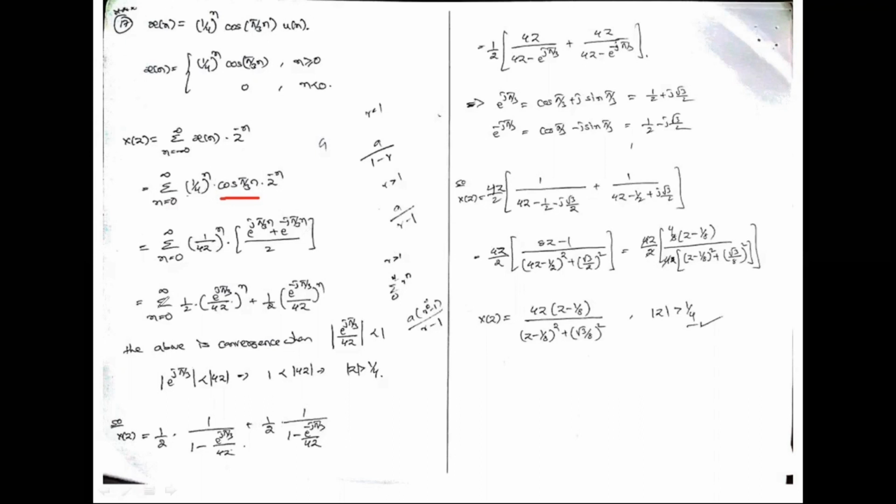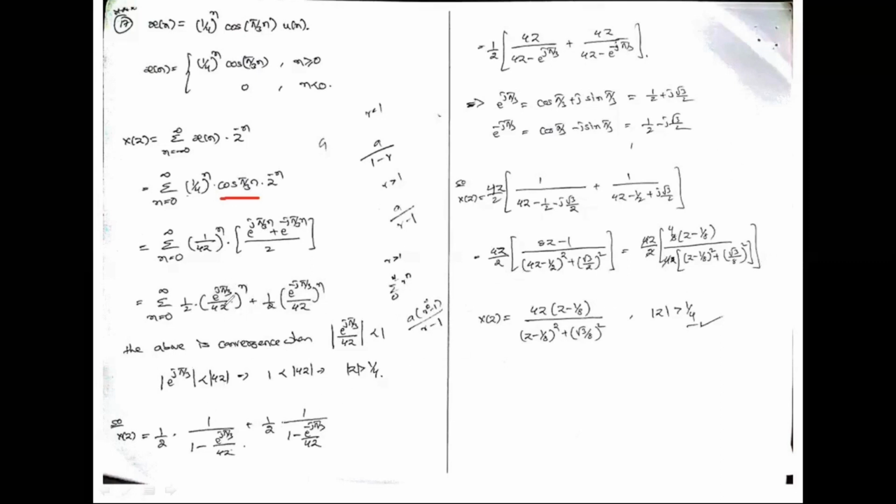Now split this into two parts. Sum of n equals 0 to infinity, 1 by 2 is there here, and e power j pi by 3 whole power n. Take e power j pi by 3 by 4z whole power n. And the second function also has 1 by 2 common: 1 by 4z whole power n and e power minus j pi by 3 whole power n. Now e power minus j pi by 3 by 4z whole power n. Now the total function is as a power, and 1 by 2 is a coefficient. Got it, my students?